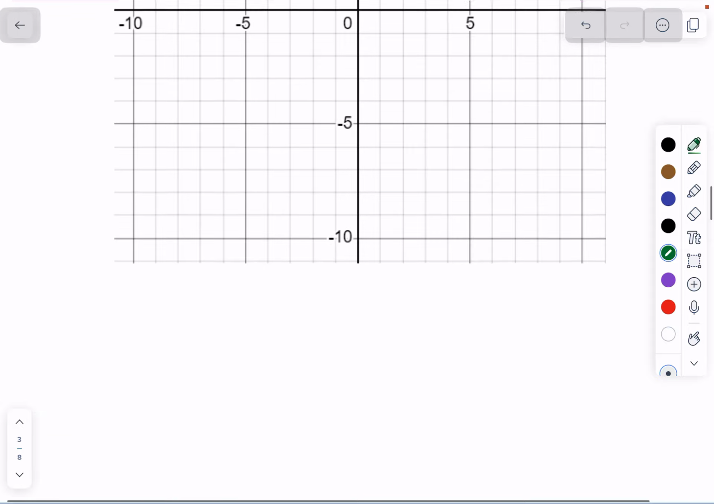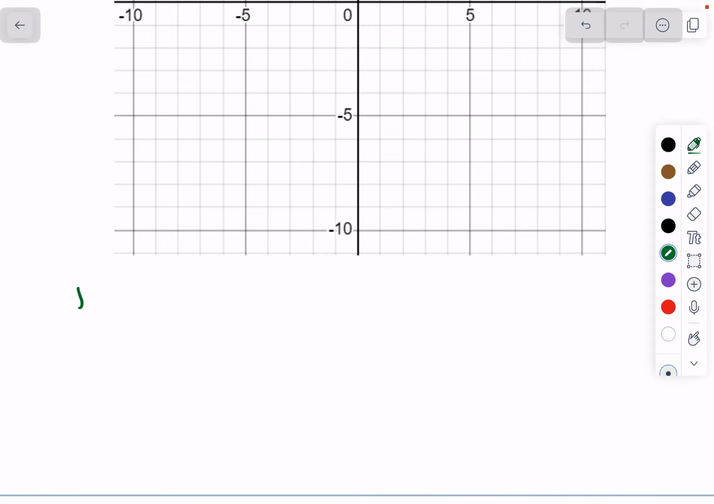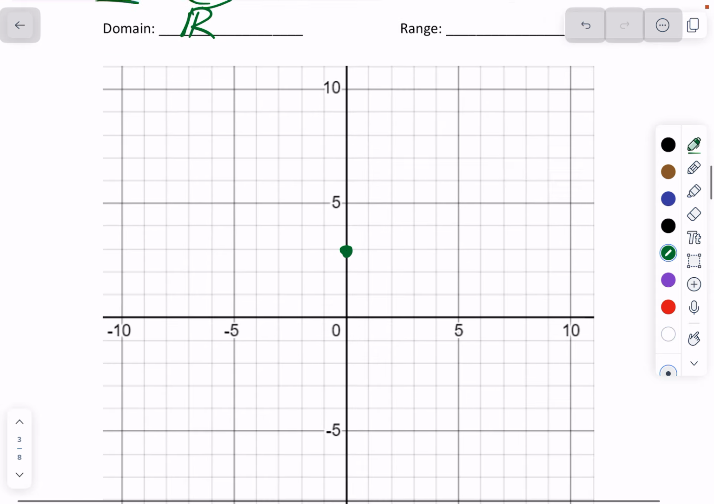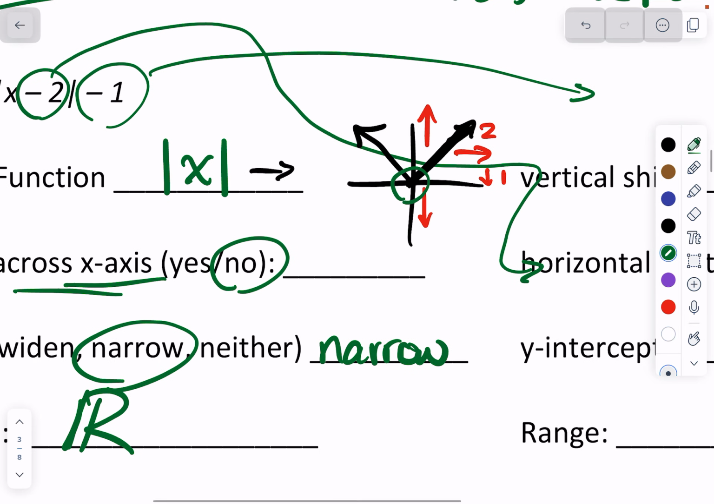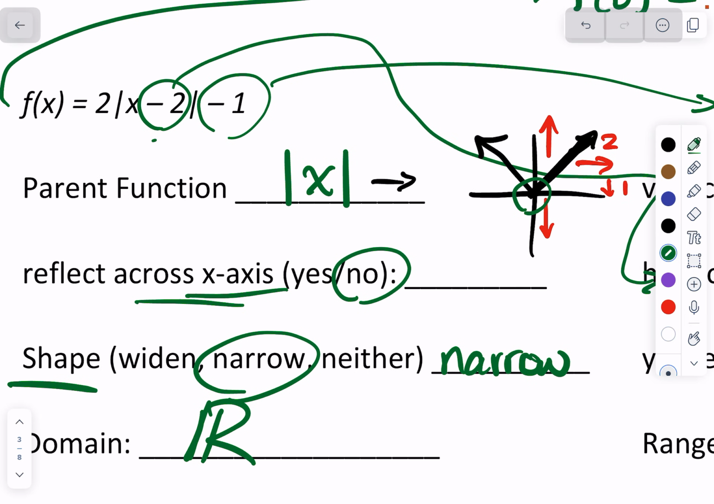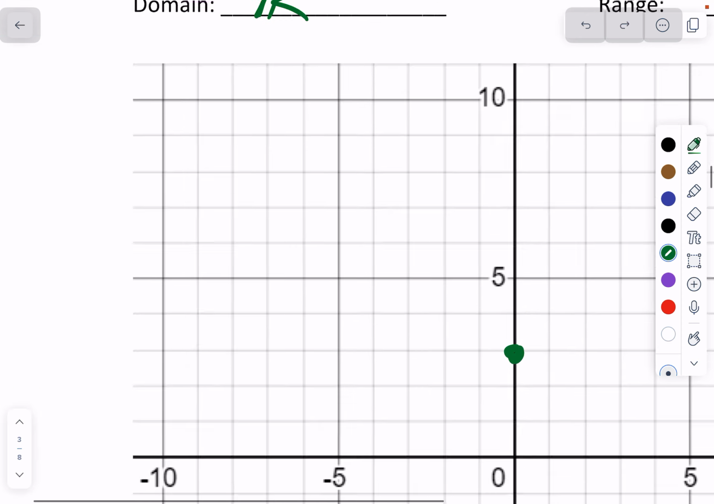So I have some empty space down here. And usually it's a good idea, especially when you're trying to find this point here or the vertex, to plug in something that makes this part equal to 0. That's going to work for parabolas, square roots, and absolute values. So let's plug in 2.